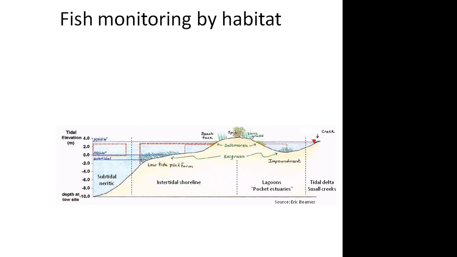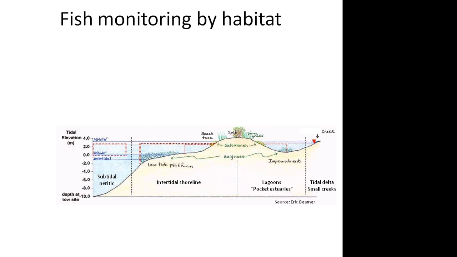So to start, here's a little cartoon that shows some of the estuarine habitat that we might see in the Salish Sea. Starting on this side, we're moving from shallow water on this side over to deeper water on this side. And so we have a number of systems basically within the rivers, the tidal delta, and smaller creeks.